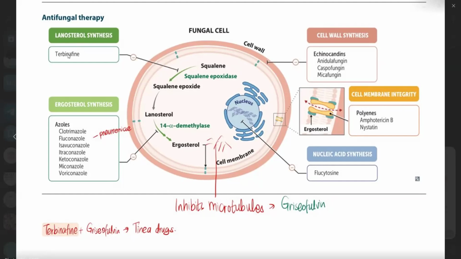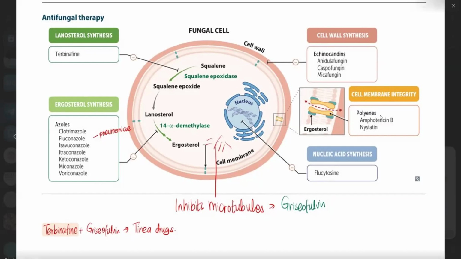Then terbinafine and griseofulvin are mostly used for tinea. So tinea, these are tinea corporis, tinea unguium, tinea capitis, tinea pedis, okay? Those are the most common.